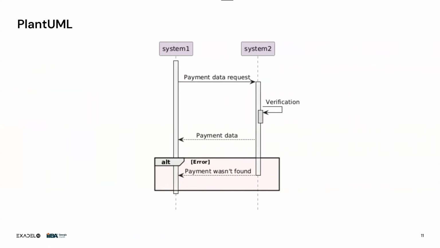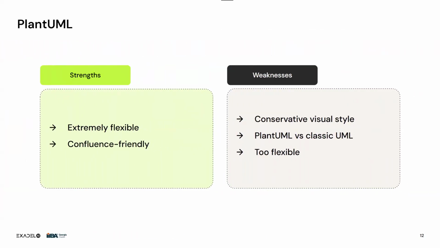Let's proceed with PlantUML, another fairly popular language for diagram coding, and in my view, it's a more versatile option. It's a very flexible tool, both in terms of functionality and visual capabilities. It's well suited for modeling complex integration scenarios. And also it's Confluence friendly, but you still need to find and install a proper plugin to render the code into diagrams inside Confluence.